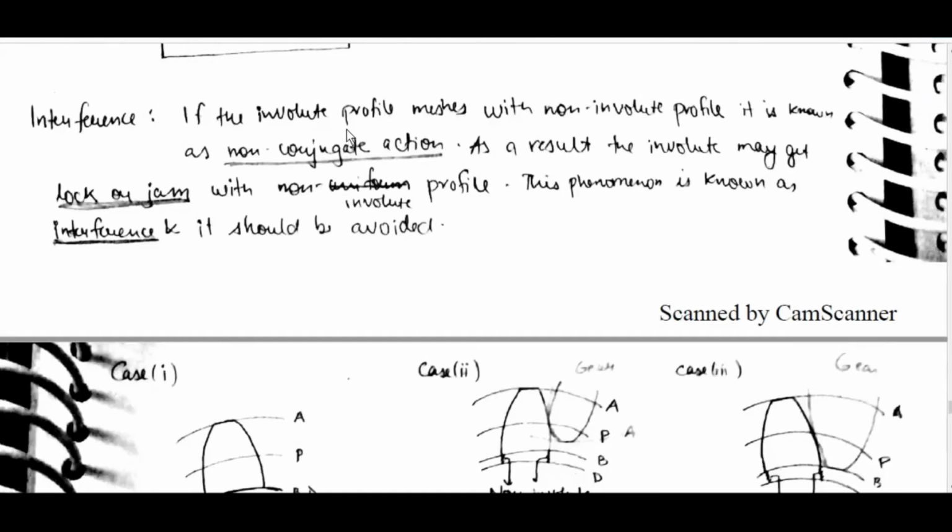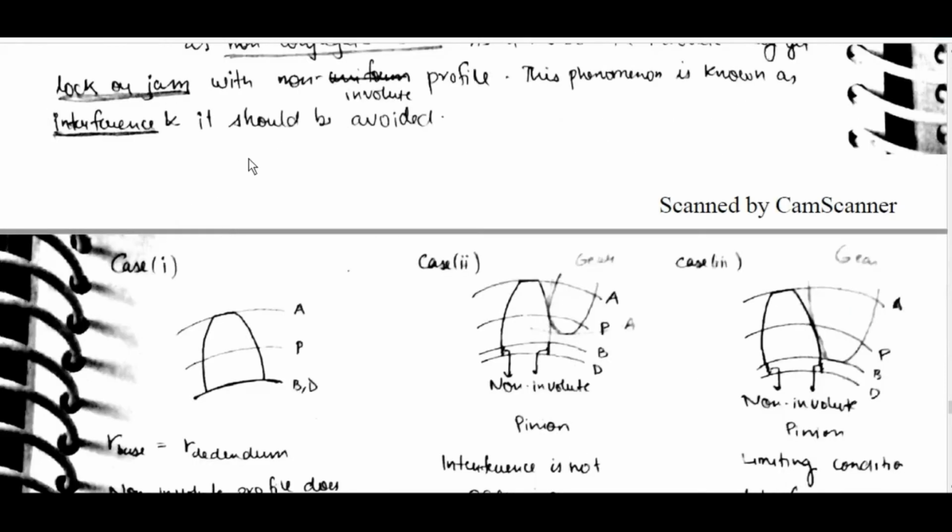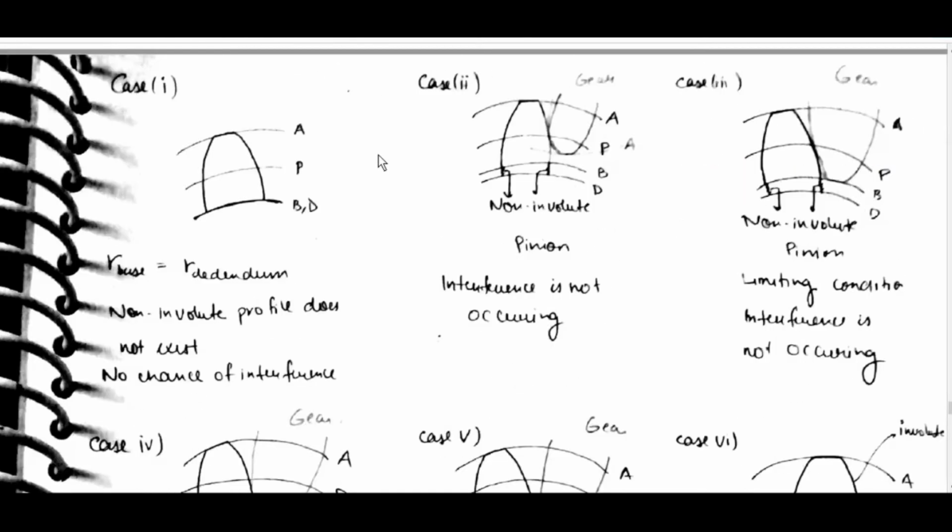Interference. If an involute profile meshes with a non-involute profile, it is known as non-conjugate action. As a result, the involute may lock or jam with the non-involute profile. This phenomenon is known as interference. It should be avoided.